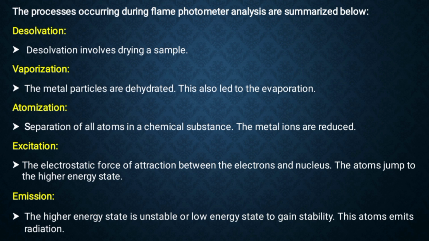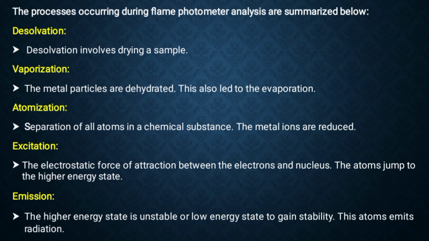Next, excitation. The electrostatic force of attraction between the electrons and nucleus of the atom helps them to absorb a particular amount of energy. The atoms jump to a higher energy state when excited. Last, emission. The higher energy state is unstable. The atoms jump back to the ground state or low energy state to gain stability. This jumping of atoms emits radiation with characteristic wavelength. The radiation is measured by the photodetector.